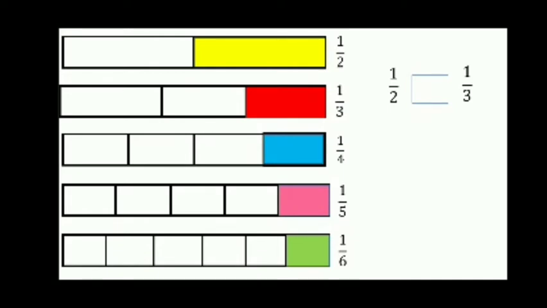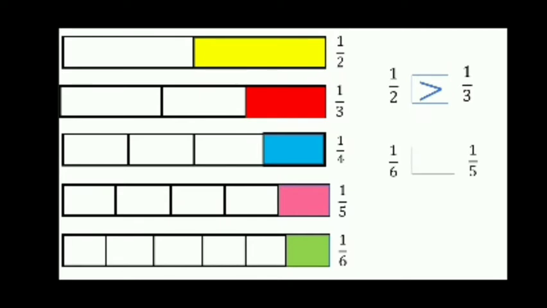Now, remember, as the denominator of the fraction keeps increasing as it becomes bigger and bigger, what happens to the value of that fraction? The value of that fraction becomes less. So bigger the denominator, it is a smaller fraction. So 1/2 and 1/3, when you compare both the fractions, the fraction 1/2 is bigger than 1/3. So we put this sign of greater than towards 1/2. That is opening the mouth to the bigger fraction. Let's see the next two.